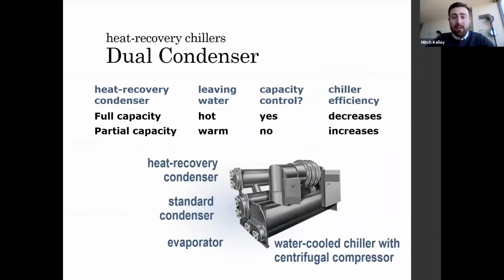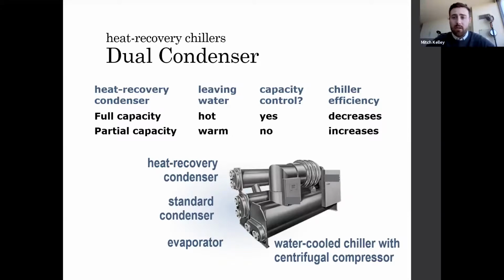So the dual condenser or double bundle heat recovery chiller contains a second full-size condenser that serves a separate hot water loop. It is capable of significant heat rejection and relatively high leaving water temperatures. This chiller can also operate as a cooling-only chiller at normal condensing temperature. This type of chiller allows the amount of rejected heat to be controlled, although chiller efficiency is sacrificed for higher hot water temperatures.